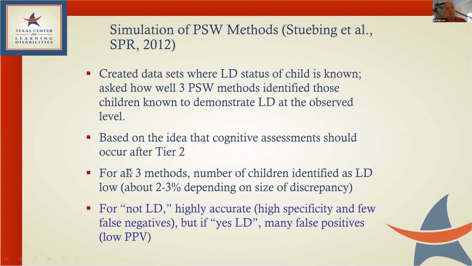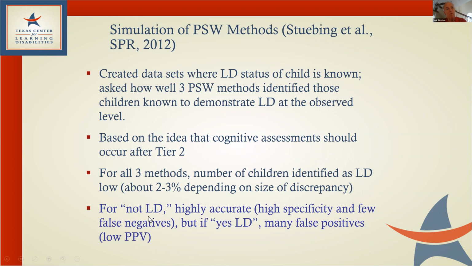What we found is that for all 3 methods, I showed you the methods earlier, the cross battery method, the discrepancy, the discordance, concordance method, and so on, the number of children identified as LD was very low. It was about 2 to 3%, depending on the size of the discrepancy that we adopted. Now that immediately should give you pause, because we're talking about kids after tier 2, where I am sure that half of kids with learning disabilities have persistent problems and will be inadequate responders after tier 2, and we're only able to recover 2 to 3%.